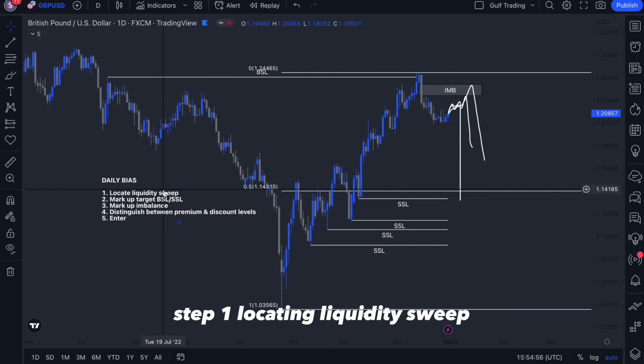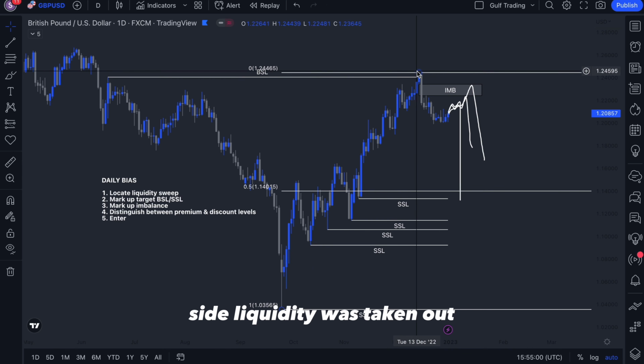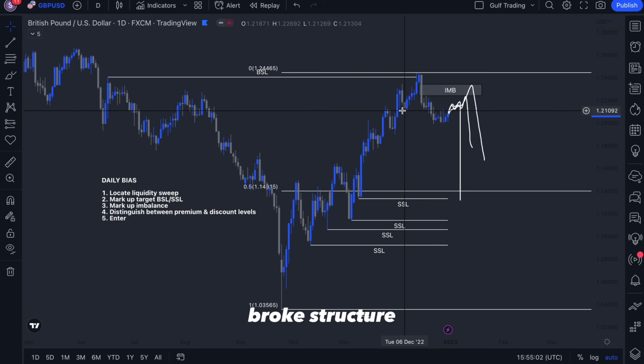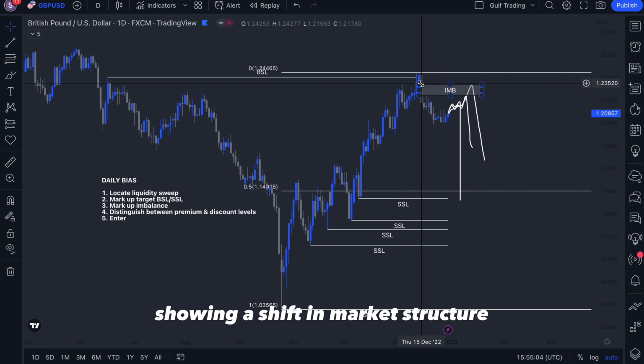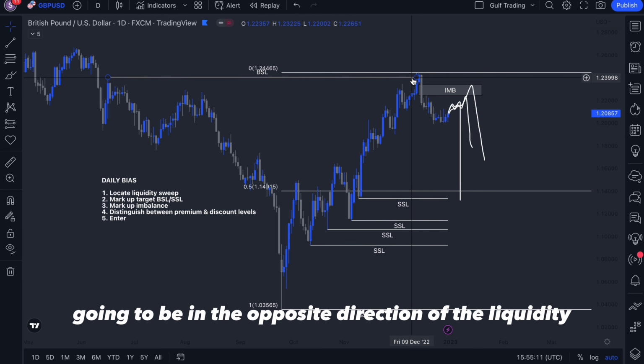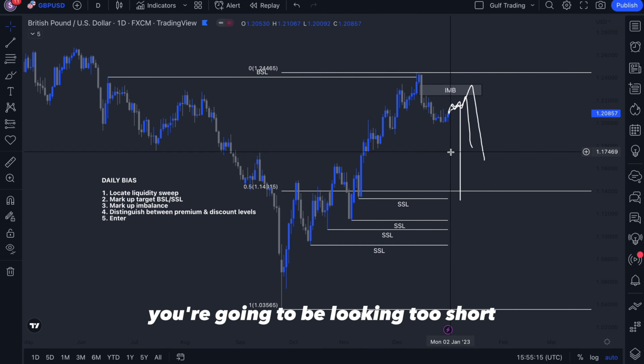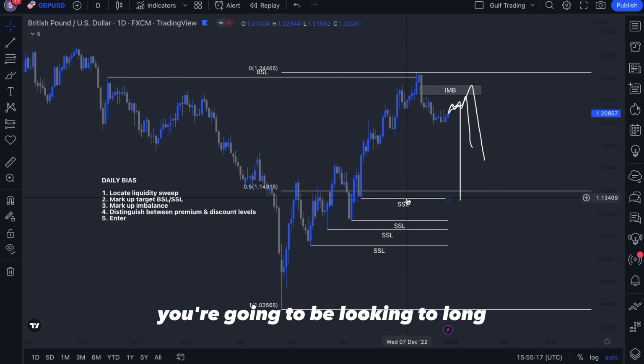Step 1, locating liquidity sweep. Done that here. This is where the buy side liquidity was taken out, and then price shot down, broke structure, showing a shift in market structure. So now we're looking bearish. Your daily bias is always going to be in the opposite direction of the liquidity sweep. So if you've taken out the buy side liquidity, you're going to be looking to short. If you've taken out the sell side liquidity, you're going to be looking to long.